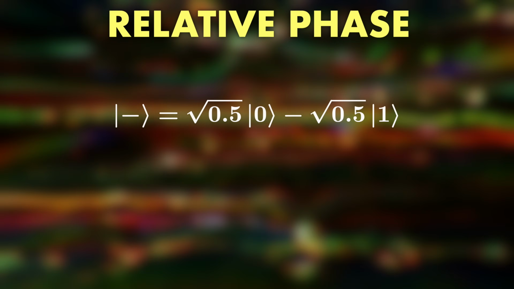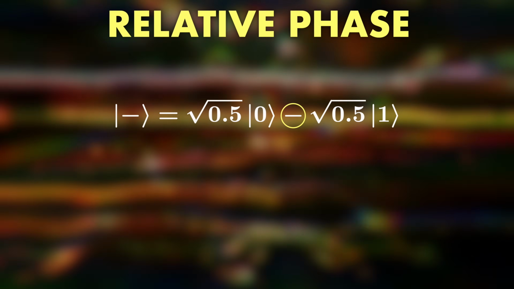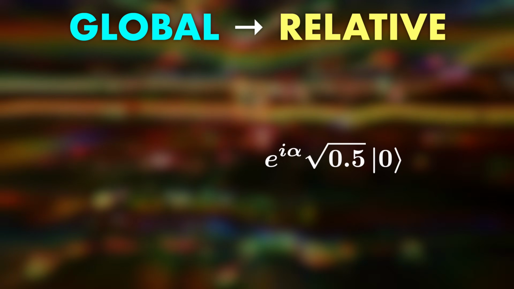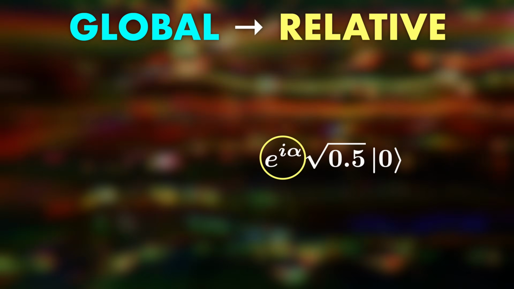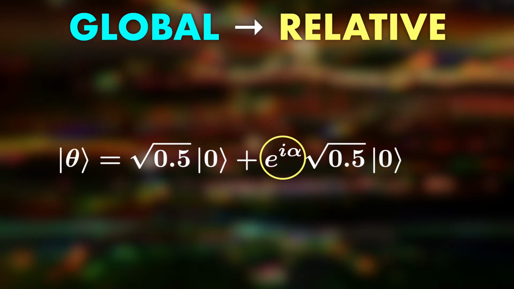A relative phase is a phase difference between two states, either different ones like here, or the same ones like here. Also note that what is a global phase for single states will become a relative phase as soon as you add it to something else. But that's almost putting too fine a point on it. All we'll be interested in here are relative phases. These are the ones that make a physical difference.